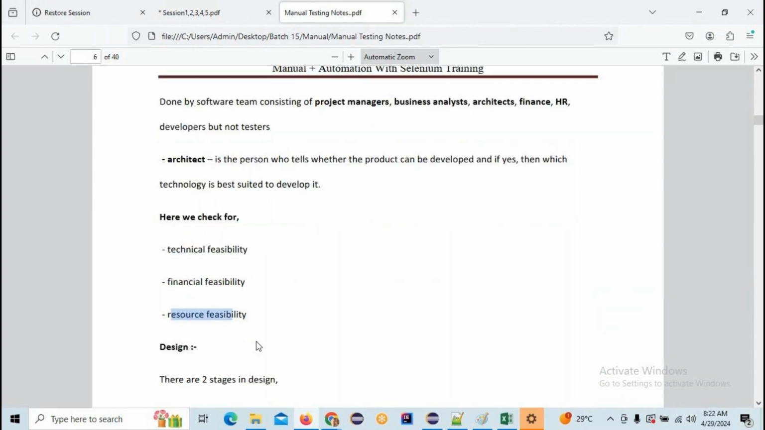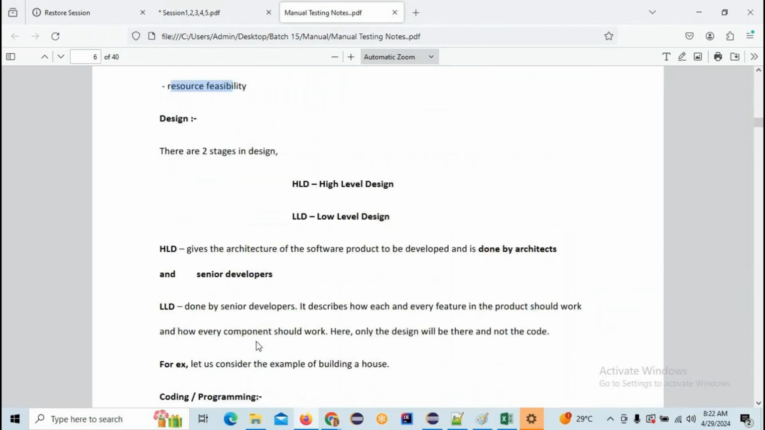Okay, this is all about the feasibility study. Once the feasibility study is done, we are going to come to the design stage. What are we doing in the design stage? We have two types in the design, as we have already explained in the previous classes. That is high level design. Next one is low level design.